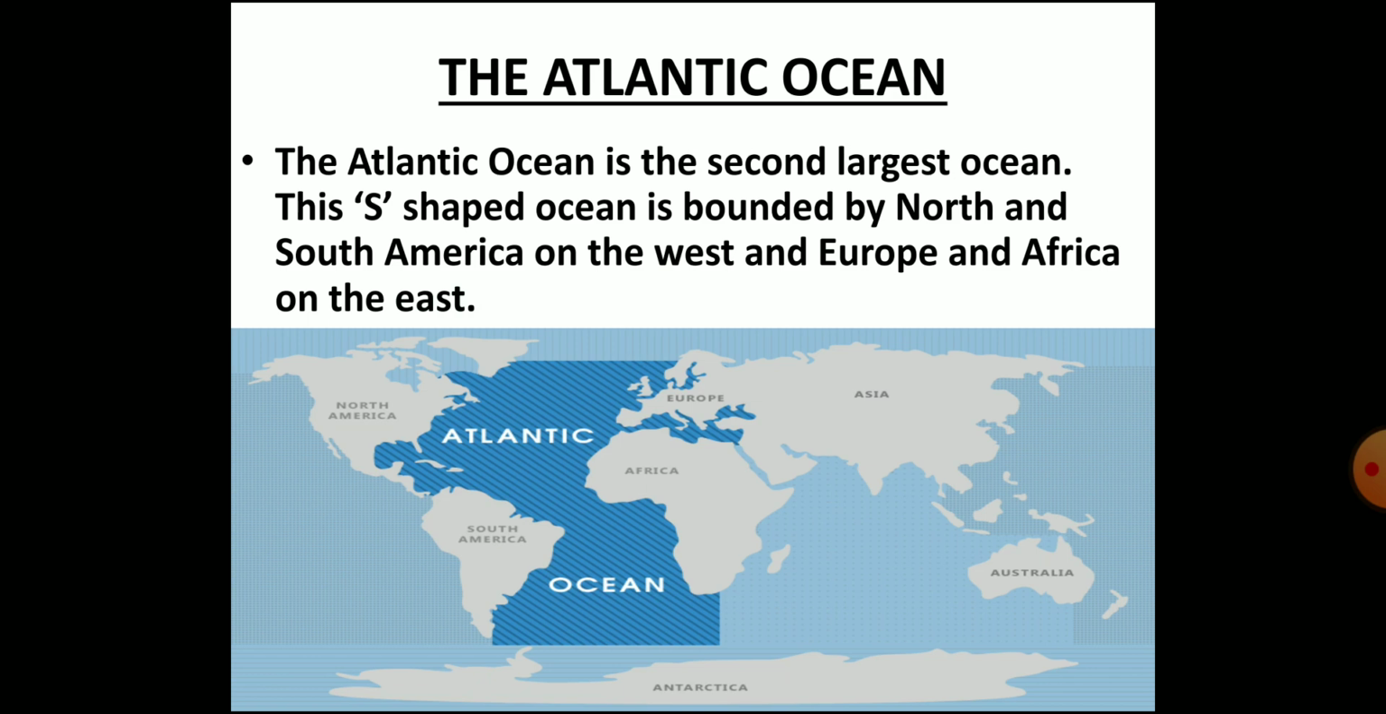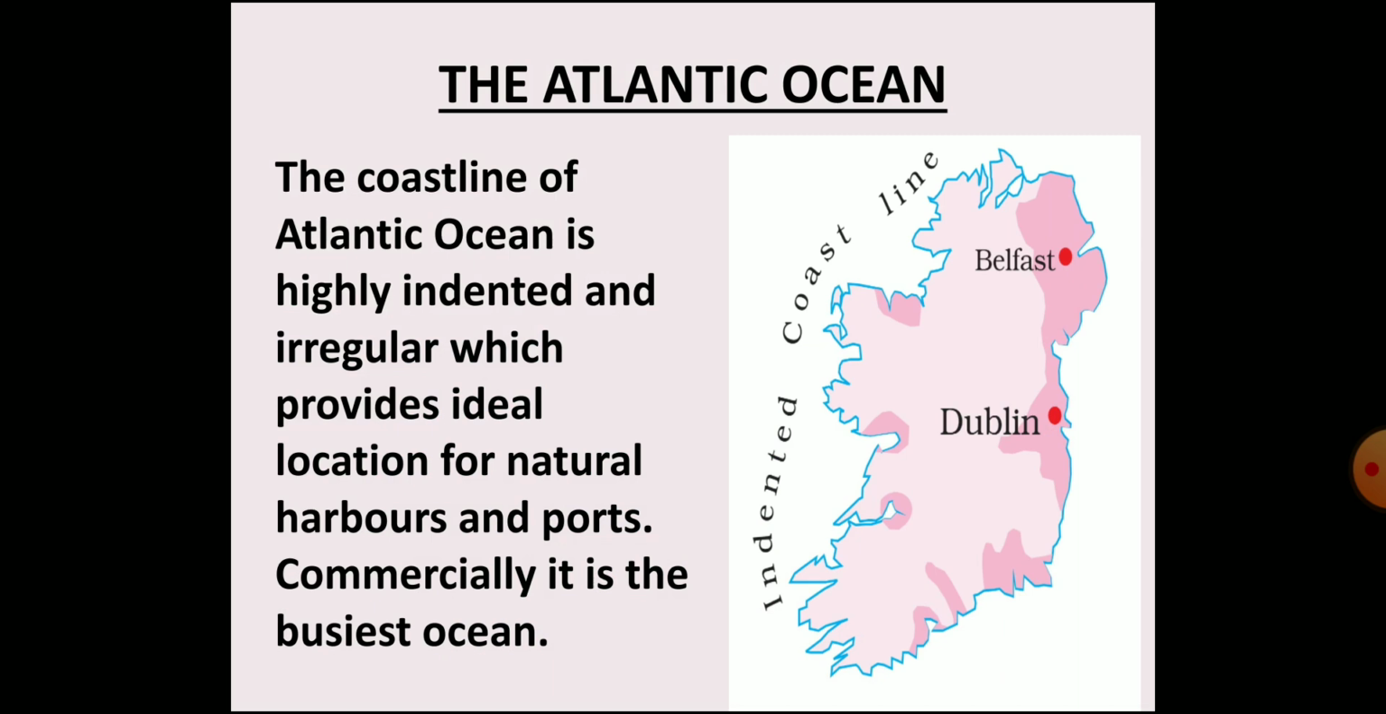The second largest ocean is the Atlantic Ocean. The shape of the Atlantic is like the letter S. I am sure you are able to visualize it in the image given here. Atlantic Ocean is bounded by Europe and Africa on the eastern side and by North America and South America on the western side. Atlantic Ocean has many natural ports and harbors because of its highly indented coastline. Children, Atlantic Ocean is the busiest ocean and supports international trade greatly.